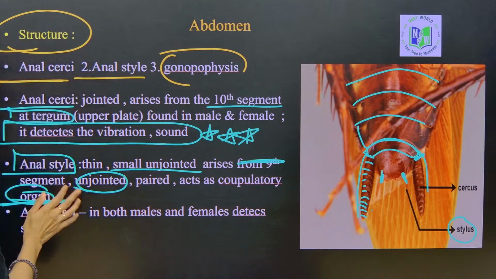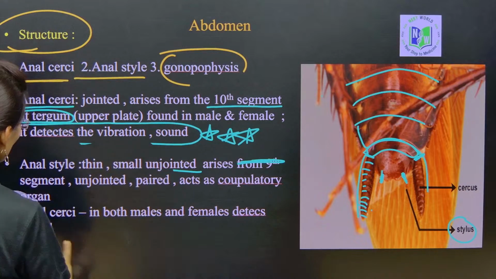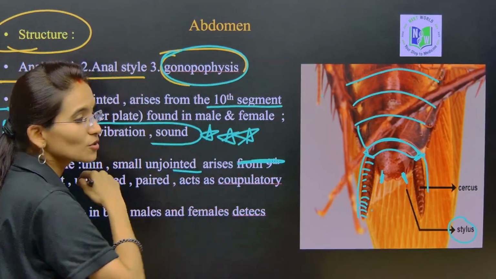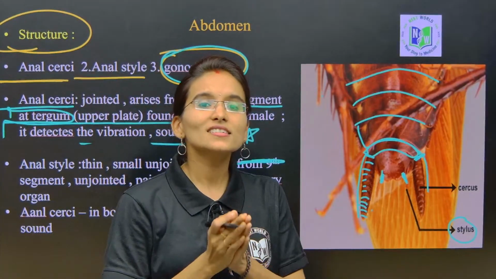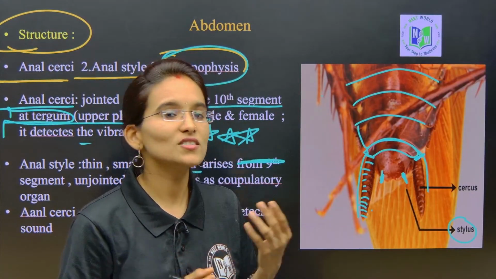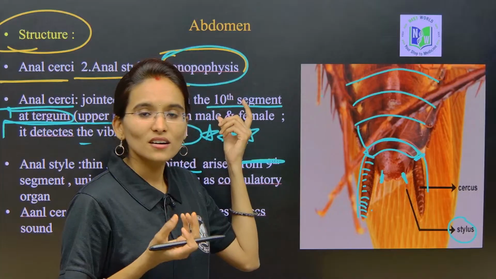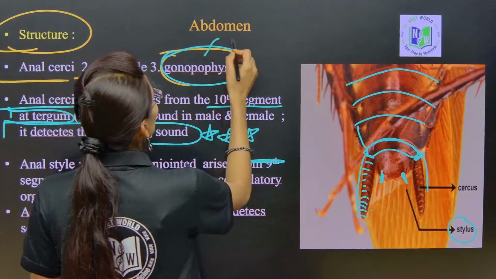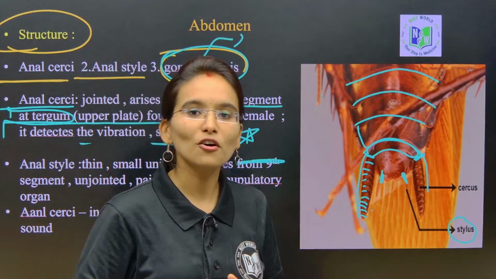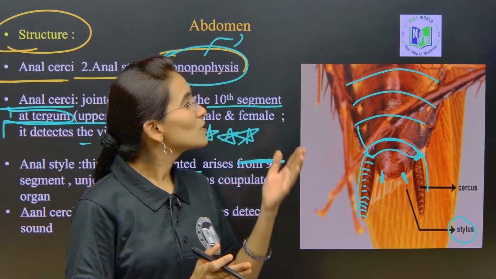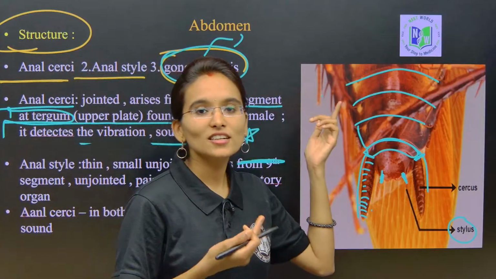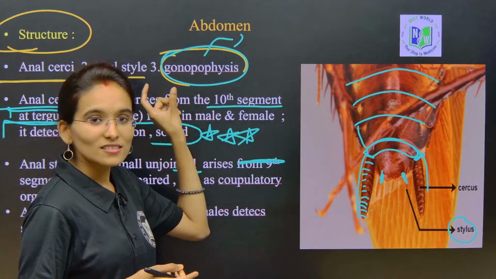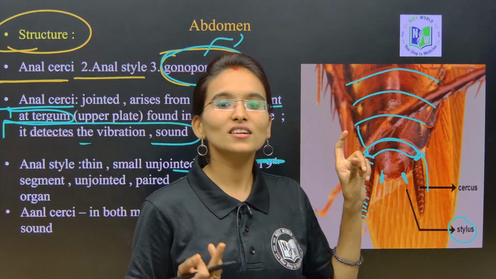And next one, students, when it comes to the gonapophysis, these are just the external genitalia parts, which we can find in both the males and females. Regarding this you will learn in depth in the reproductive system of Periplaneta americana. It is also going to act like the copulatory organ. I am going to explain in depth regarding this particular structure, the gonapophysis, when we learn the reproductive systems.